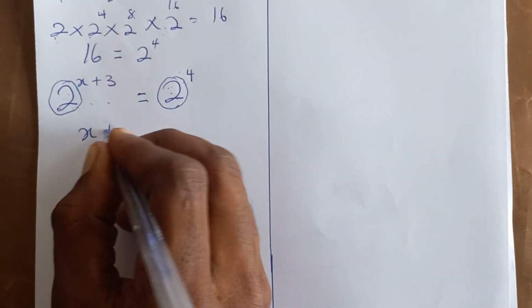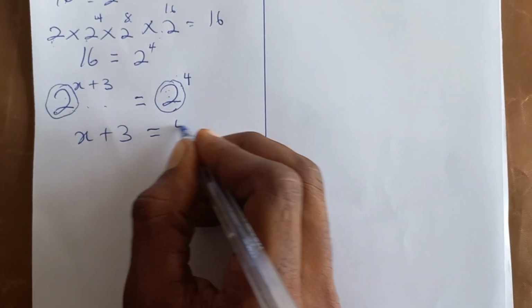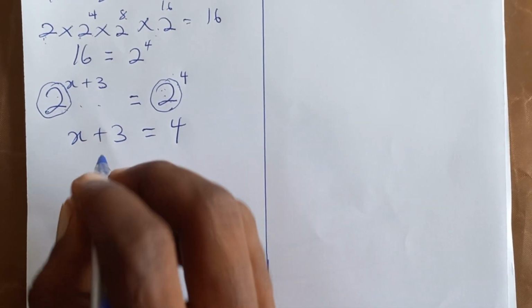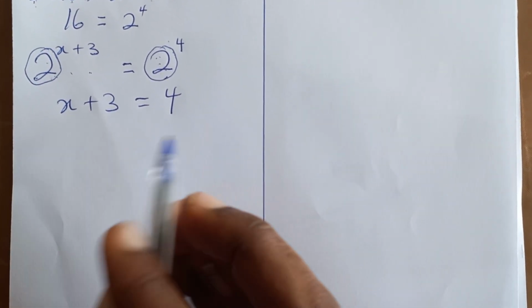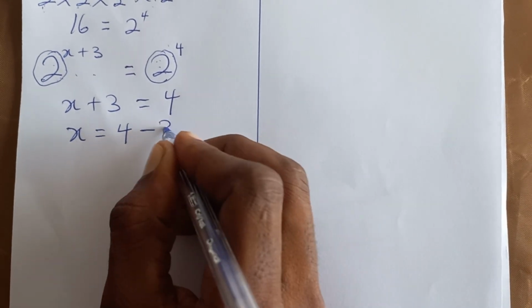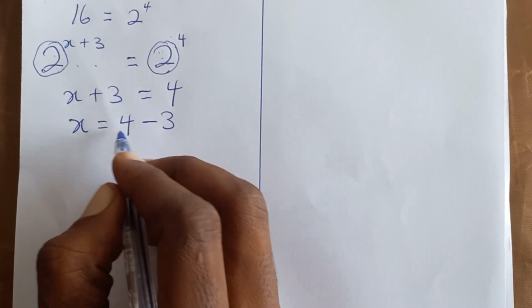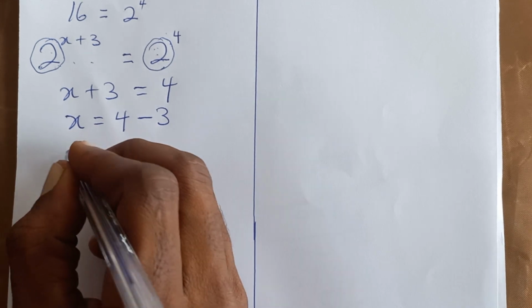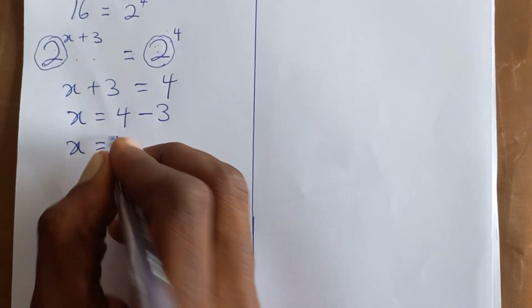So x plus 3 is equal to 4. We solve this linear equation. So x is equal to 4 minus 3. 4 minus 3 is 1. So we get x is equal to 1.